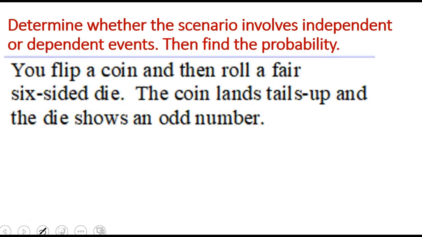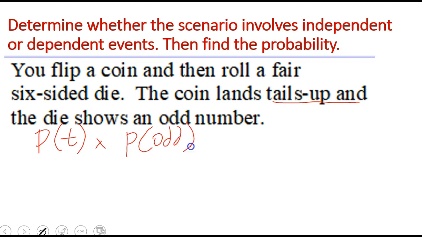Let's look at another one. You flip a coin and then you roll a fair 6-sided die. The coin lands tails up and the die shows an odd number. So you have the probability of getting a tail times the probability of getting an odd number. What's the probability of having a tail? The probability for a coin is 1/2. You have a 50-50 chance because it's only heads and tails, so it's 1/2.